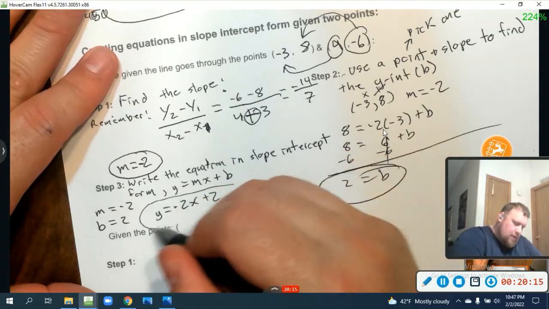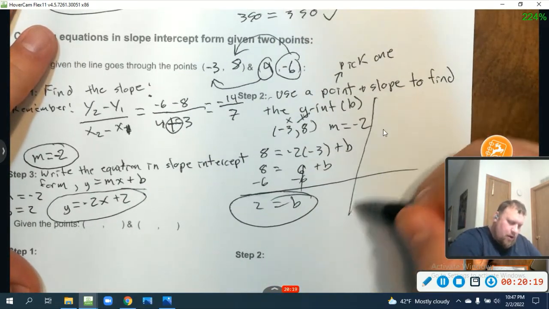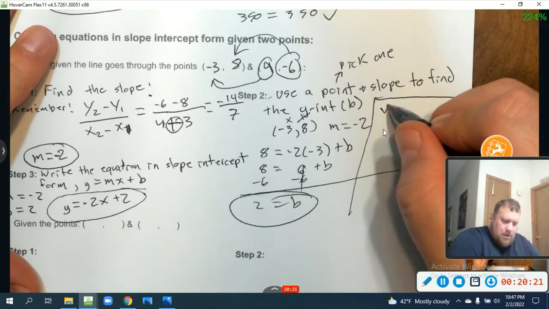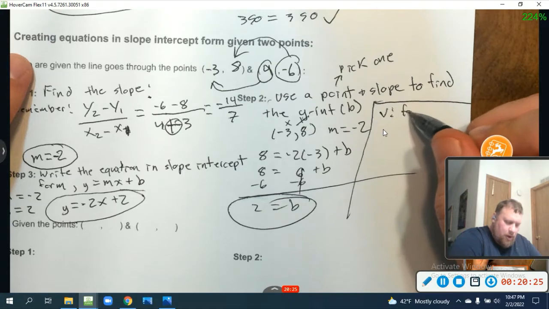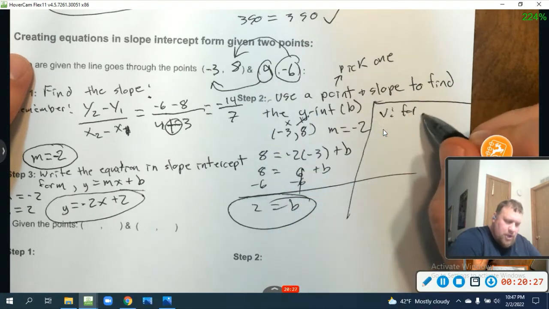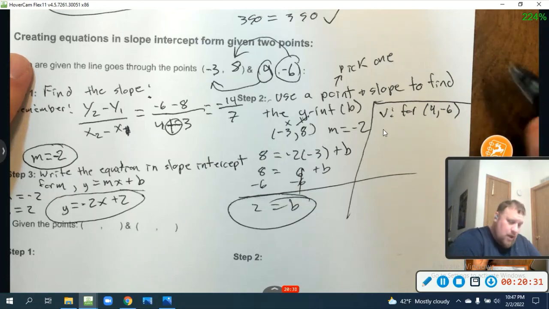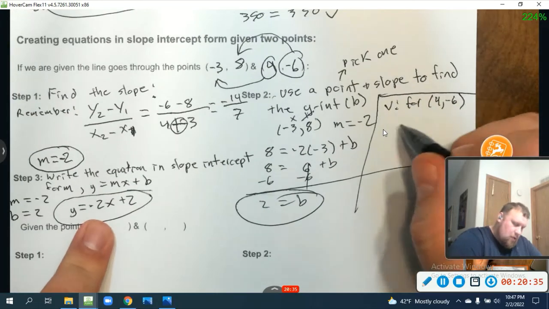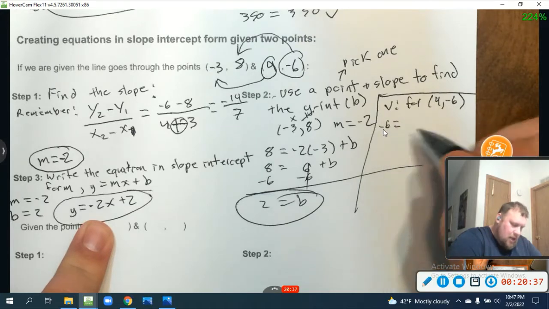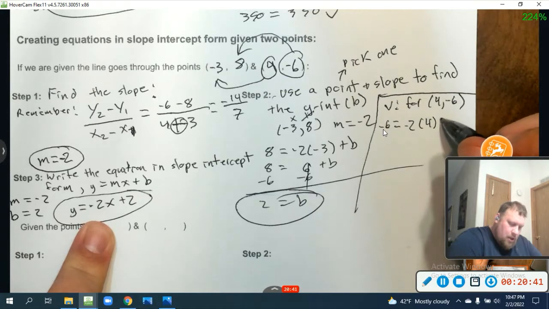Now, even though I don't have it on here, I am going to do a check. So I'm going to cross off this section right here. I'm going to check it. So this time, I'm going to do it for the point. Since I solved with negative 3, 8, I'm going to check the point 4, negative 6. If I did it right, it should work for both, right? So I'm just going to plug this in to the equation I have right here. So I have a y of negative 6 equals negative 2 times my x value of 4 plus 2.